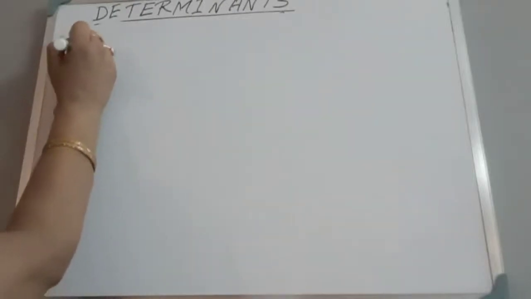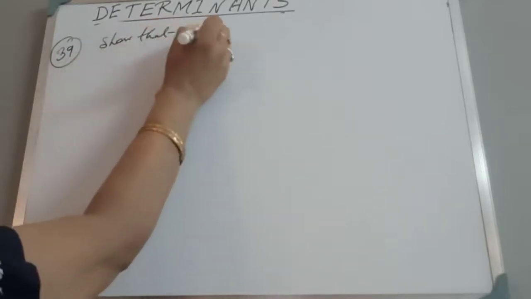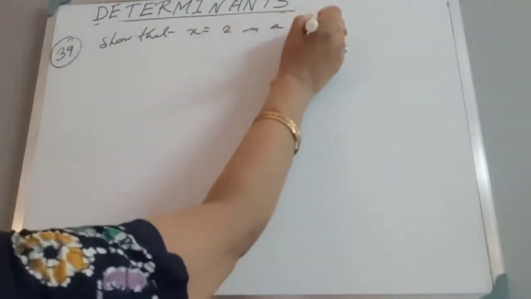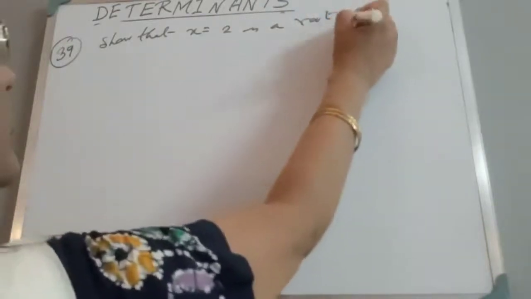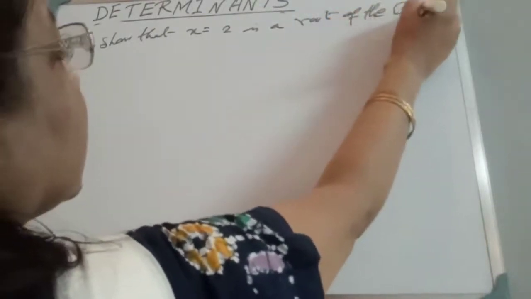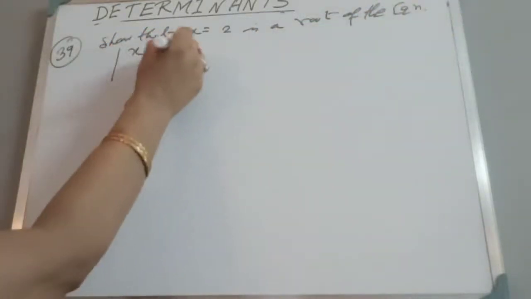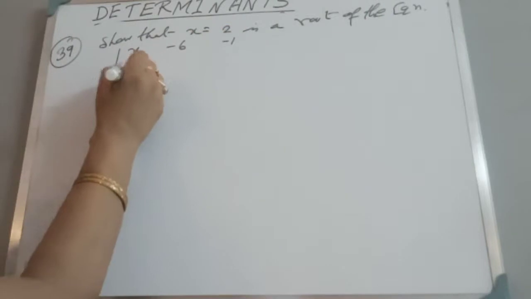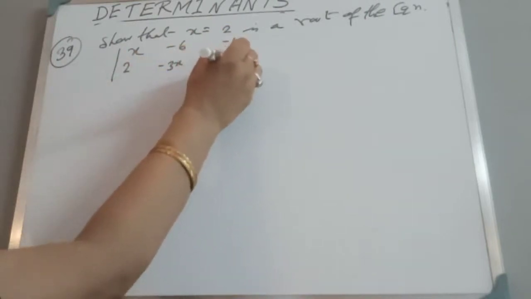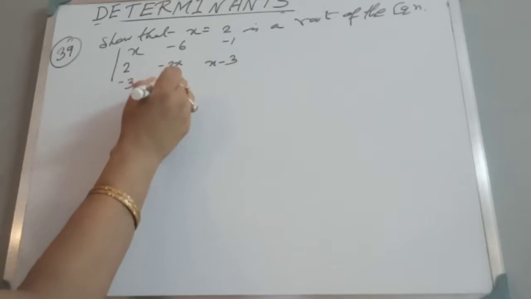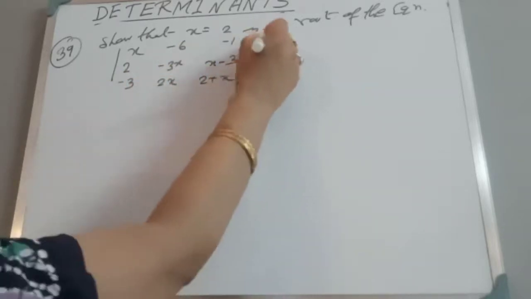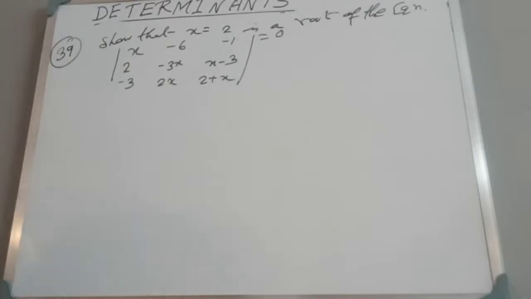Next, sum number 39. Show that x equals 2 is a root of the equation: the determinant with rows (x minus 6, minus 1, 2), (minus 3x, x minus 3, minus 3), (2x, 2 plus x) equals 0. From here we have to show that x equals 2 is a root of this equation.